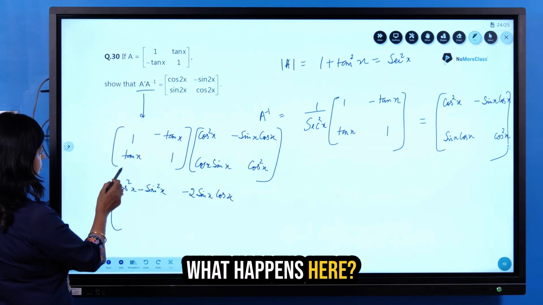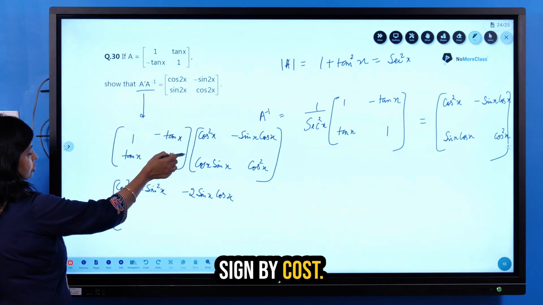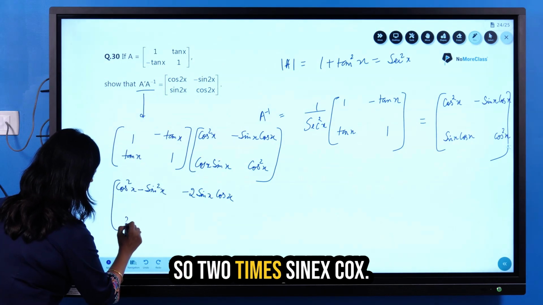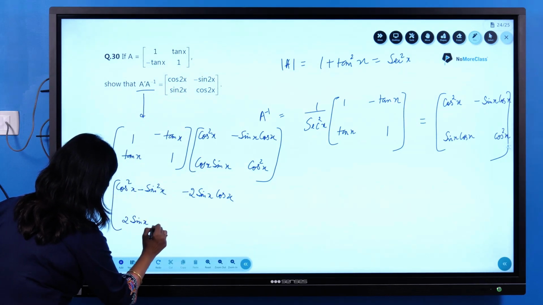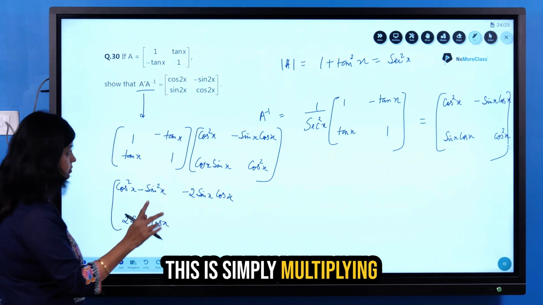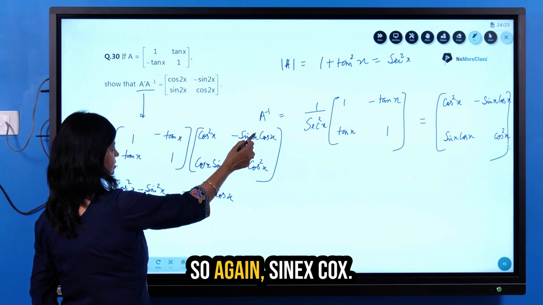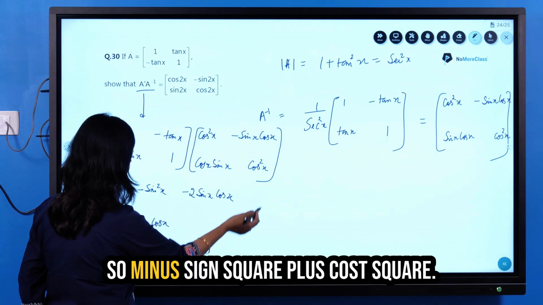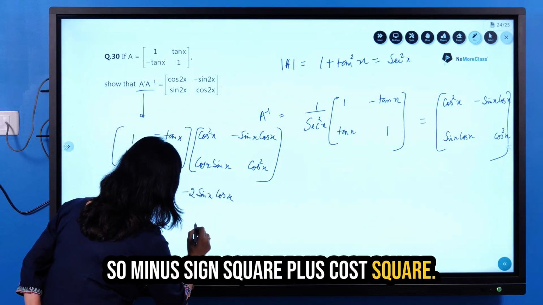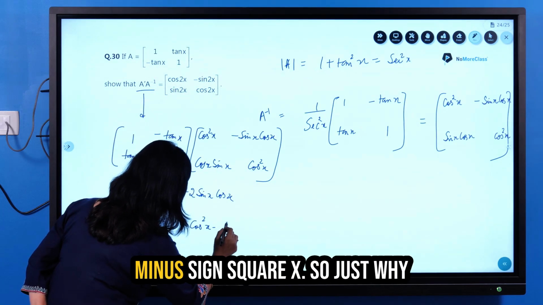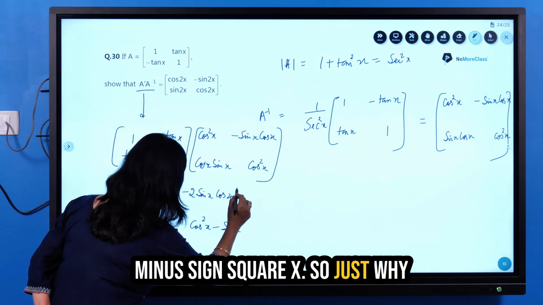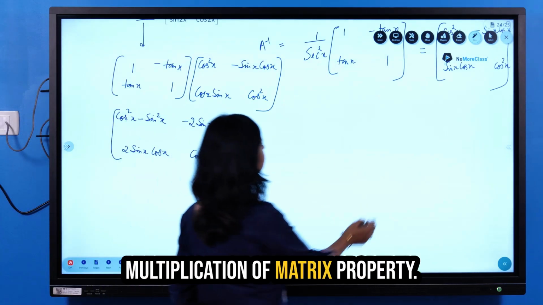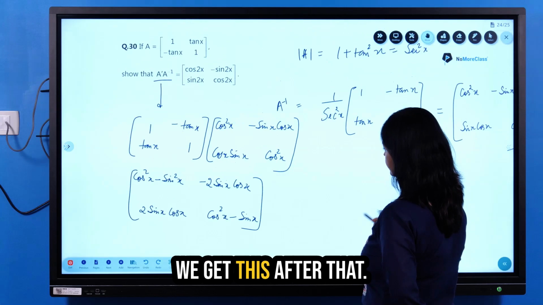Okay, what happens here? Sin by cos, so cos has gone. Sin x cos x. So 2 times sin x cos x. This is simply matrix multiplication. So again sin x cos x, so sin by cos has gone. So minus sin square plus cos square. So again this is cos square x minus sin square x. So just by multiplying the elements using the matrix multiplication property, we get this.